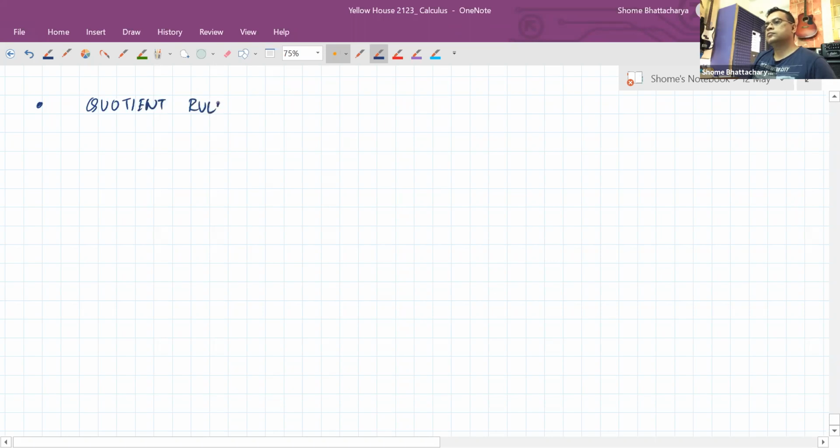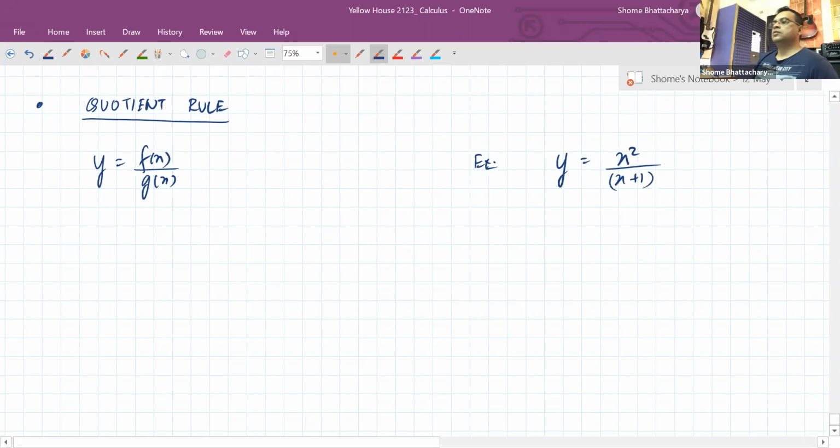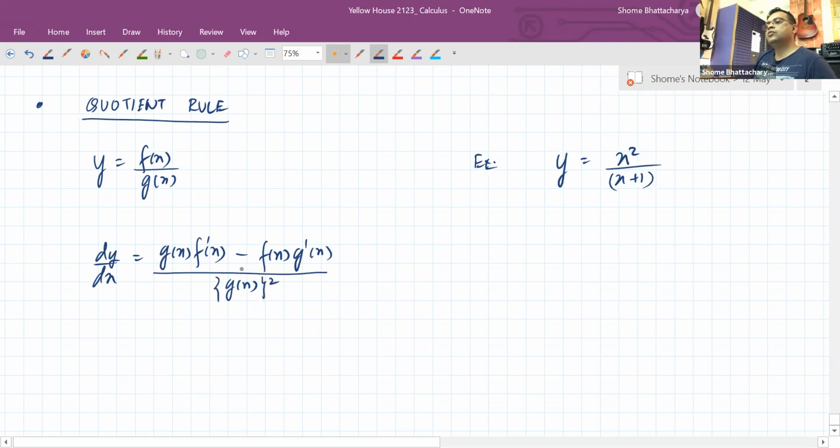That is, if the function is actually a division or a quotient of two functions. So for example, if I have something like this, y is equal to x square upon x plus 1, okay, then how I would differentiate y with respect to x? So this is given by a rather lengthy formula. It is the denominator function into the derivative of the numerator minus the numerator into derivative of denominator divided by the denominator function whole squared.